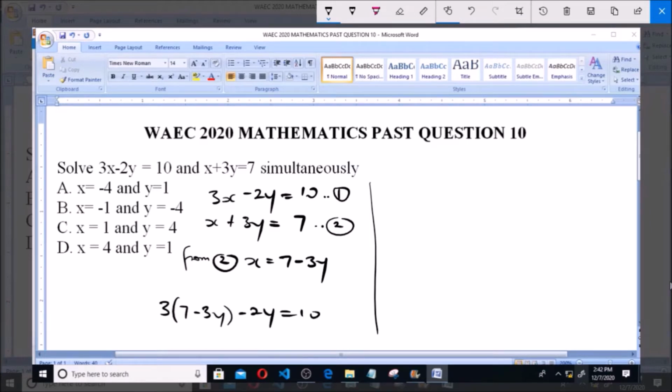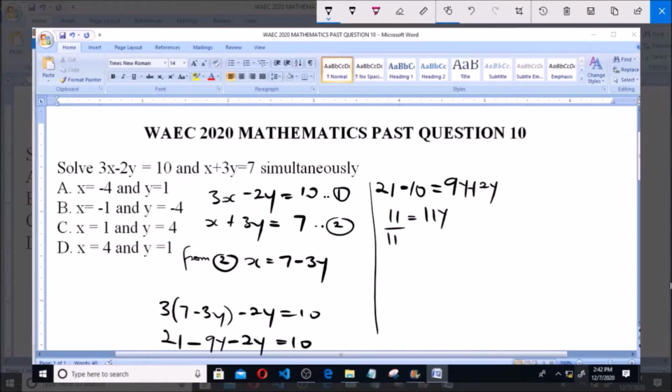Opening the brackets, 3 times 7 gives us 21, minus 3 times y gives us 9y, minus 2y equals 10. So from here I will have 21, minus, bringing 10 here, minus 10 equals 9y plus 2y. Therefore 11 equals 11y.